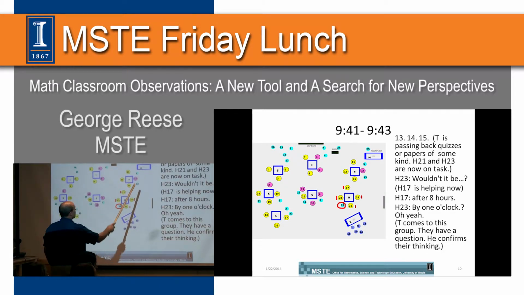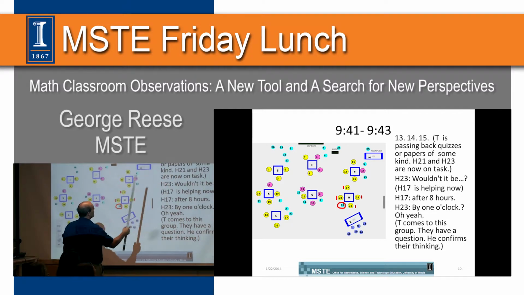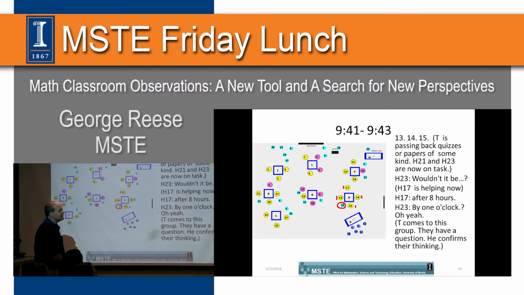So the next 3 numbers. T is passing back quizzes or papers of some kind. I think it was quizzes. H21, H23 are now on task.